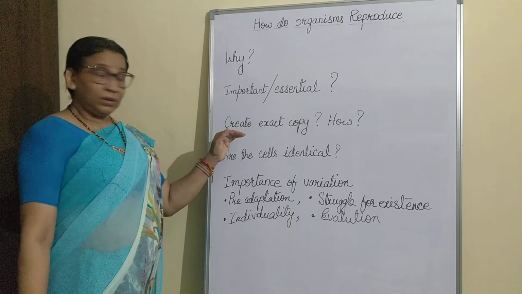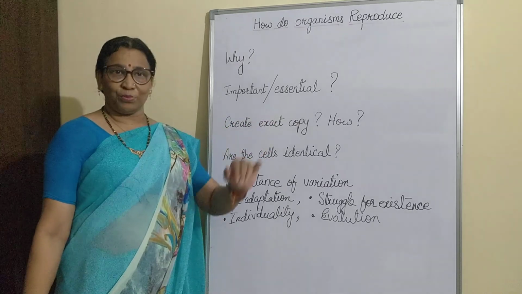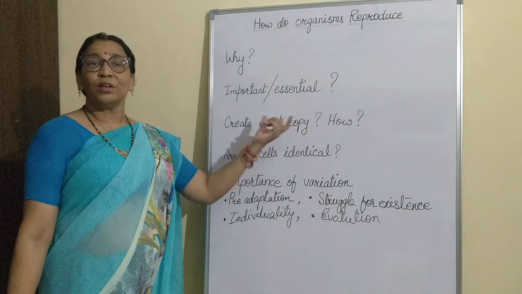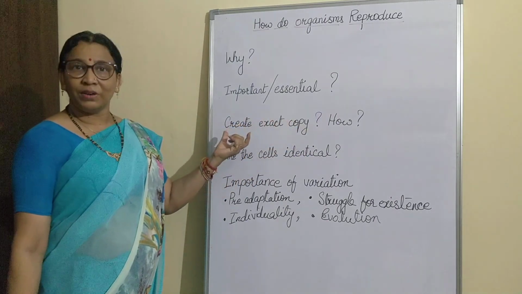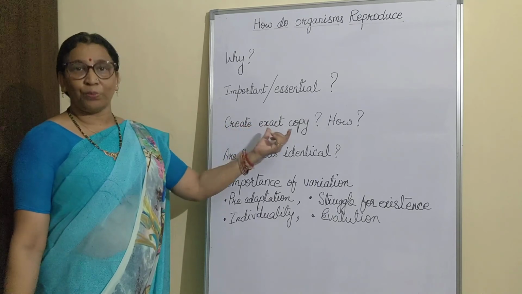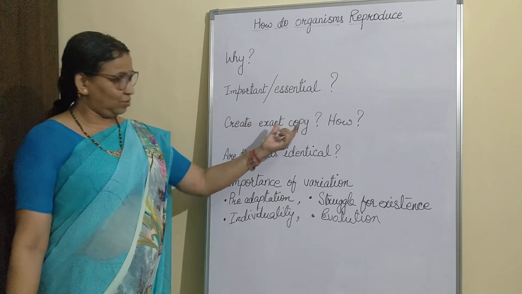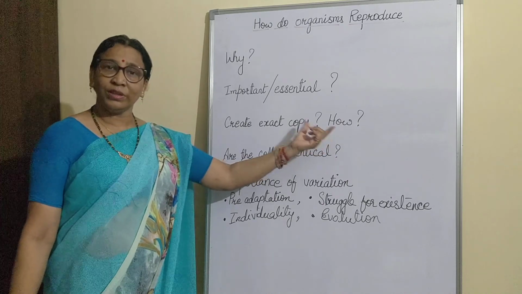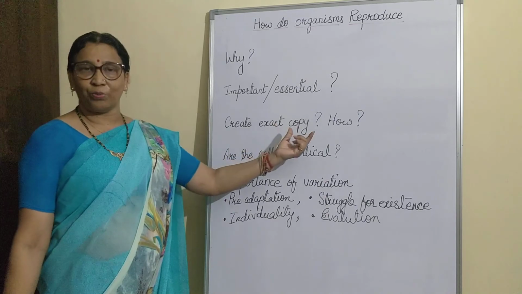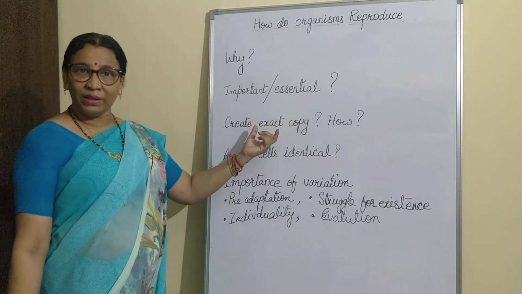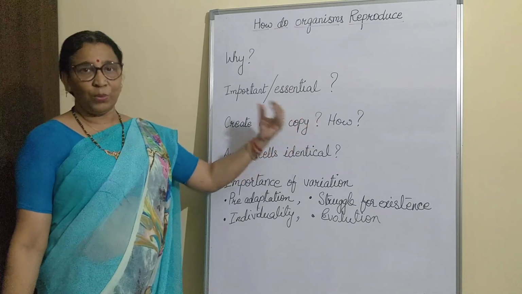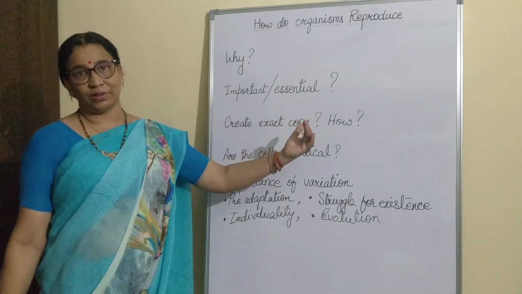Now, cells create an exact copy. And this is the reason why the offsprings look similar to their parents. Because the DNA is replicating and copying. I hope you have understood now how the cells are creating the exact copy. It is the DNA which replicates and forms the new DNA where the information is transferred.